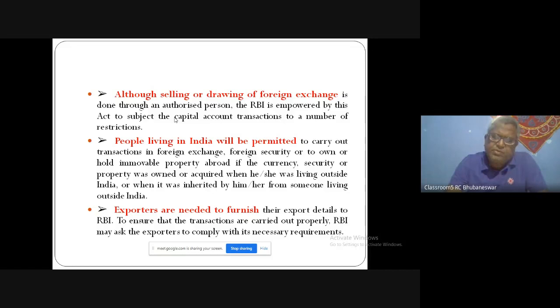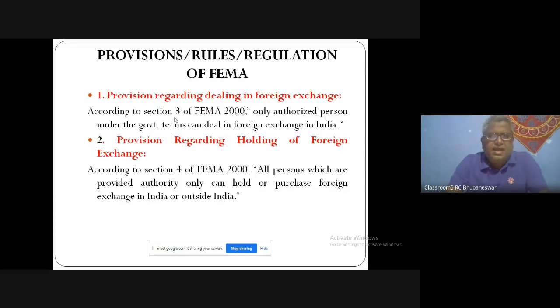People living in India will be permitted to own or hold immovable property, currency, and security. These are covered under the Foreign Exchange Management Act. And exporters are needed to furnish, meaning the Foreign Exchange Management Act says these things. And some provisions are also there.